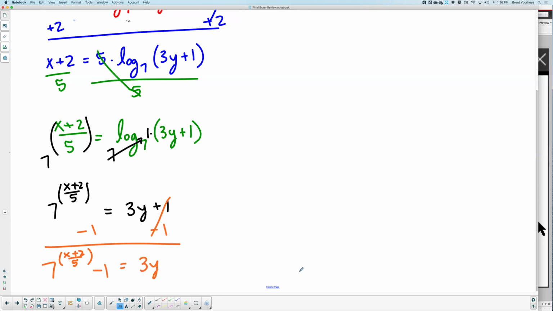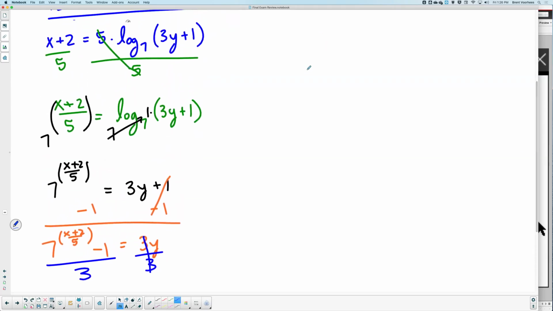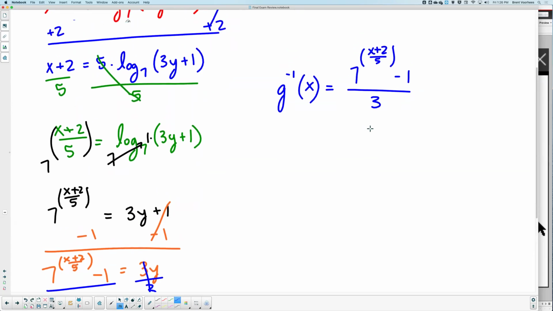Last step, our very last thing here: we divide that by 3, and finally we'll have our answer. y will be isolated. Everything gets divided by 3. They called this one g, so I'm going to call it g inverse, meaning the inverse of g, would equal all this divided by 3: 7 to the power of x plus 2 over 5, minus 1. That would be my answer right there.